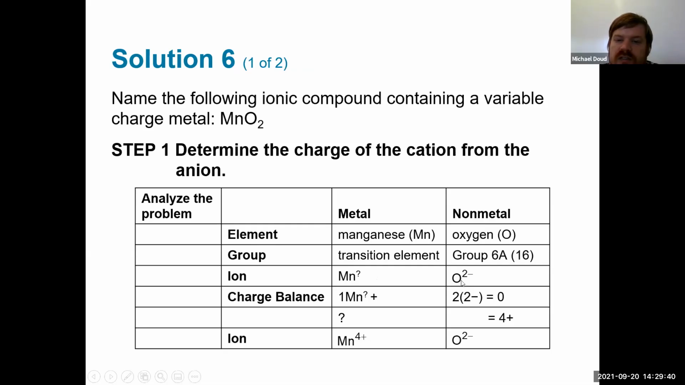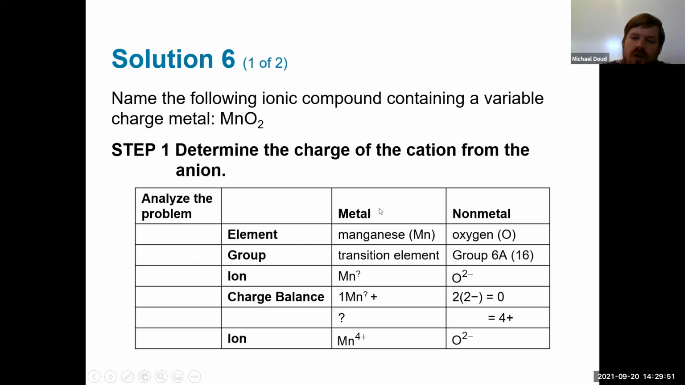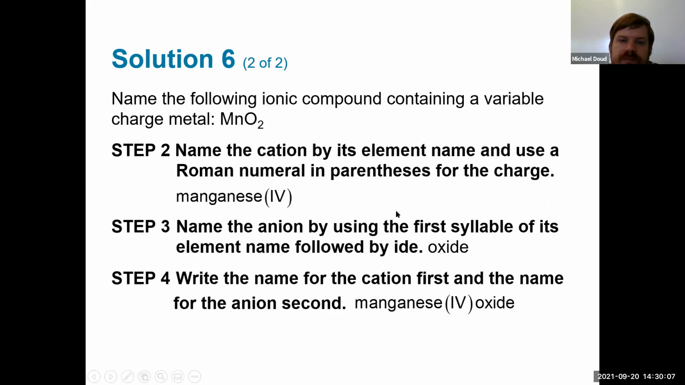Now, in order for us to figure out the overall charge, well, we have 2 times -2. So we have -4 total charge that has to be balanced out by our manganese. Well, if we have -4 total charge, that means we have to have +4 charge to balance it out. The only place that can go is on the manganese cation itself. So it's got to be manganese with a 4 plus charge. That's this cation, and that's this anion, this oxide.